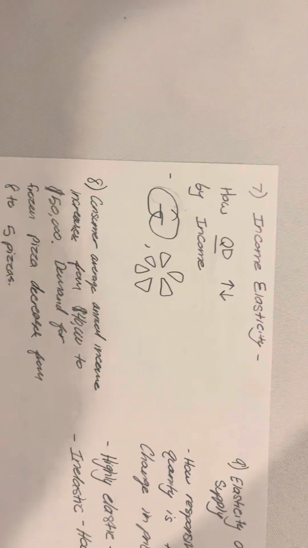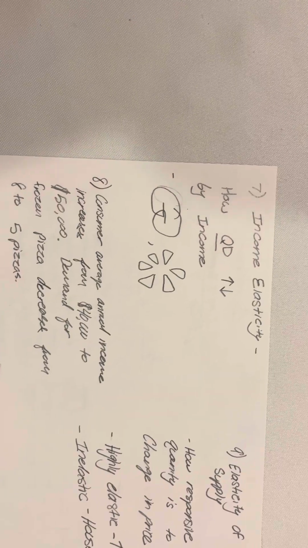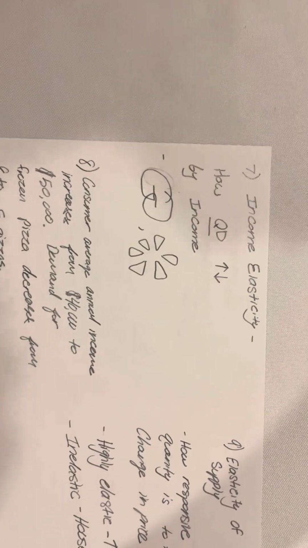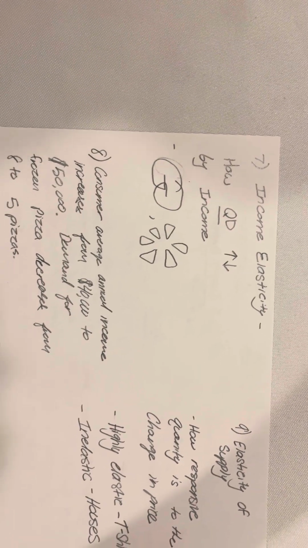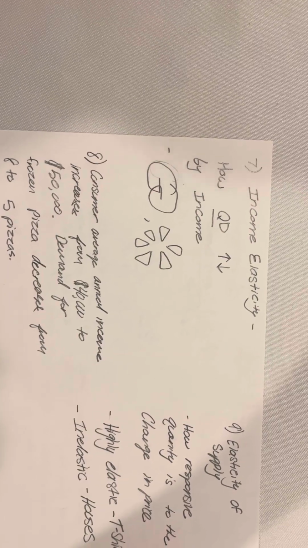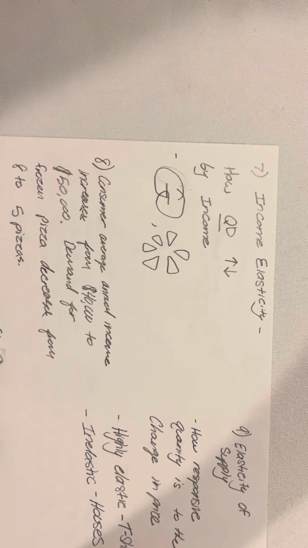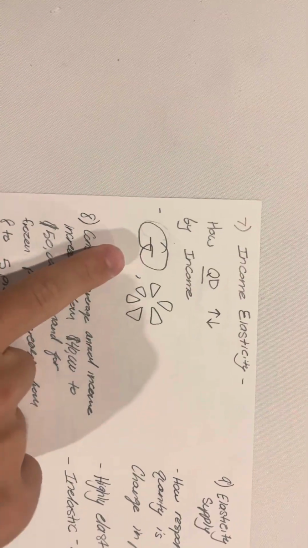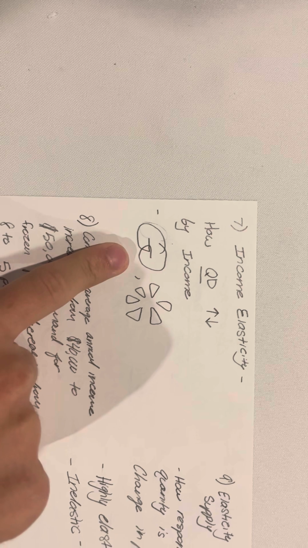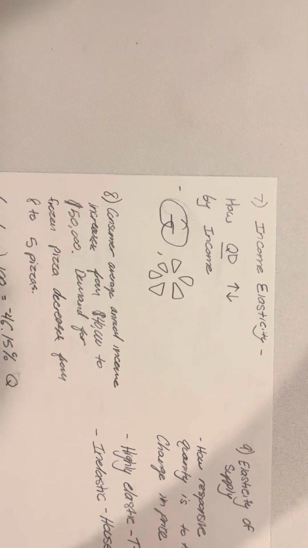So now if we're going to flip the page here, we're going to talk about income elasticity. So income elasticity measures how a good's quantity demanded responds to a change in consumer income. So we're discussing luxury products or inferior goods. So right here I have Gucci, which is obviously a luxury brand, and then we have Walmart, which is a much cheaper option.